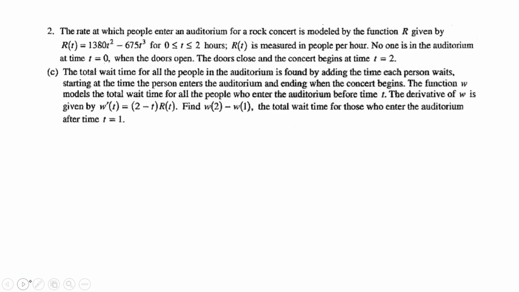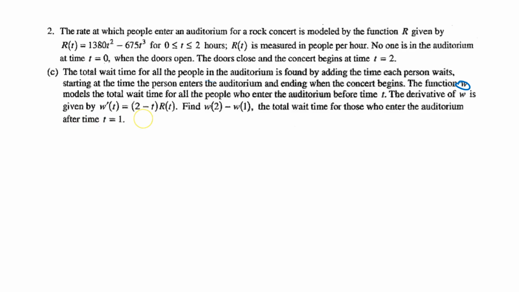So now they bring in this weird formula. They say the total wait time for all people in the auditorium is found by adding the time each person waits, starting at the time that person enters the auditorium and ending when the concert begins. So the first person maybe enters the door at time 0. They're going to have to wait 2 hours. The next person maybe comes in 15 minutes later, so they're going to have to wait 1.75 hours. And then you add all of those wait times together for every single person. That is the function W.